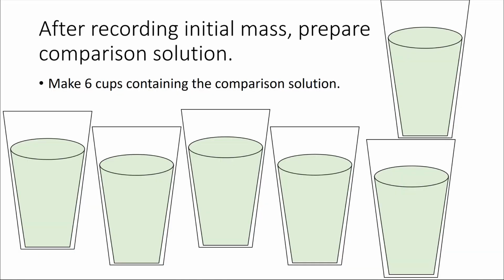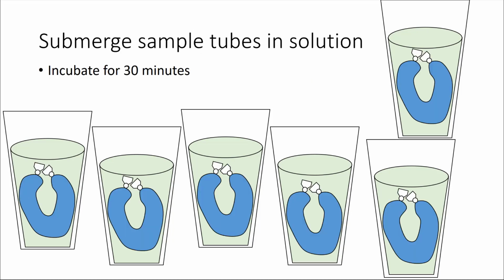After recording the initial mass for all 6 solutions, we are going to prepare our comparison solution. So we now have 6 cups containing a solution that matches or is similar to what the cytoplasm within a plant cell would be like. We are then going to drop our dialysis tubing bags into each of these cups, and for 30 minutes, we're going to let all of them sit.